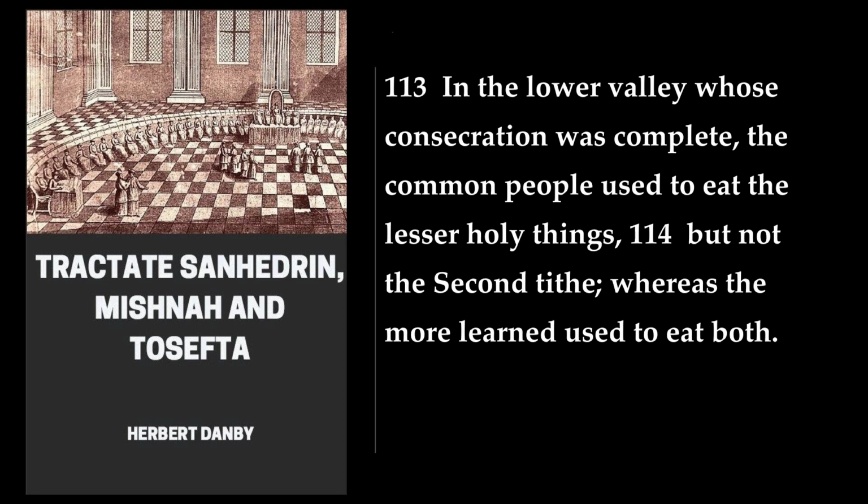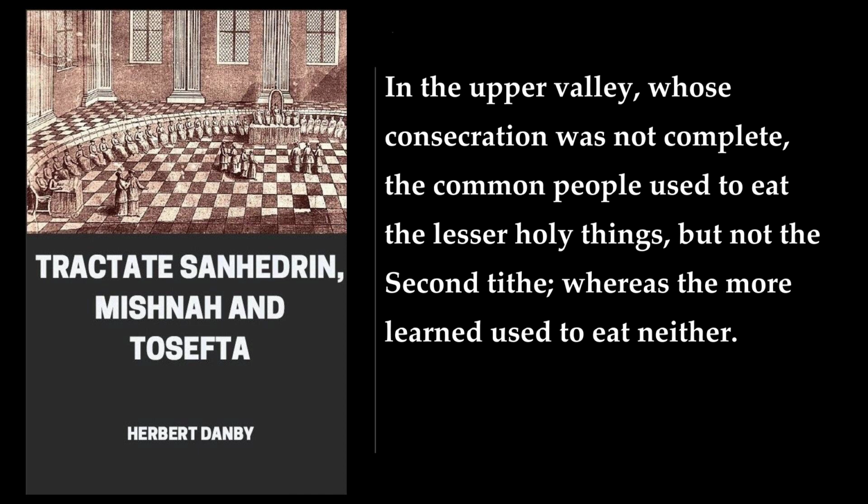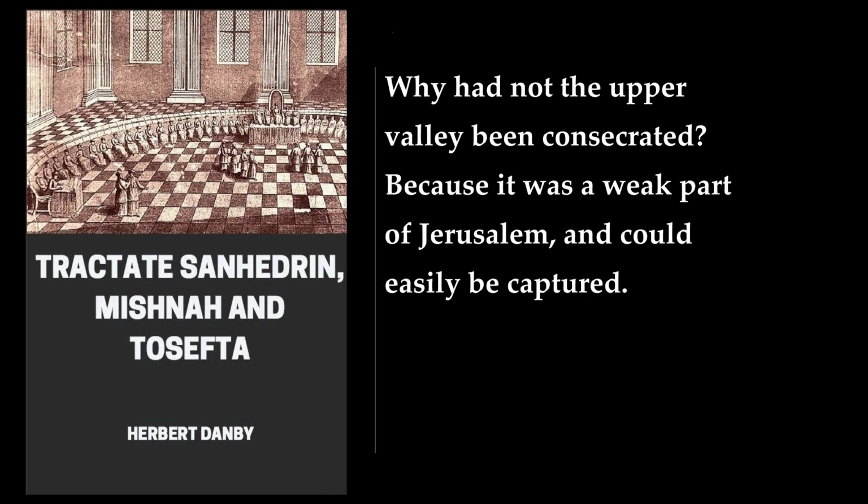113 In the lower valley whose consecration was complete, the common people used to eat the lesser holy things, 114 but not the second tithe, whereas the more learned used to eat both. In the upper valley, whose consecration was not complete, the common people used to eat the lesser holy things, but not the second tithe, whereas the more learned used to eat neither. Why had not the upper valley been consecrated? Because it was a weak part of Jerusalem, and could easily be captured.